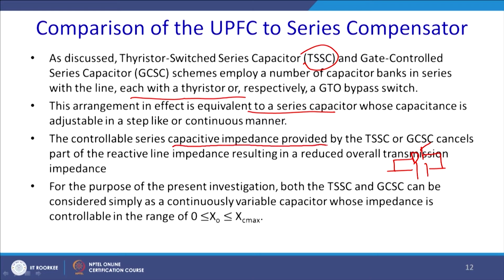The controllable series capacitor impedance provided by the TSSC and GCSC cancels part of the reactive line impedance, resulting in reduced overall transmission line impedance. So, the value of X got reduced. There are different kinds of problems we have discussed while discussing the series compensation. For this purpose, in the present investigations, both TSSC and GCSC can be considered simply as a continuously variable capacitor whose impedance is controllable within a range of 0 to X_SC max. So, when it is fully switched, the capacitor is bypassed, so it is 0, and accordingly when you control the switching of these thyristors you get control over the capacitors.